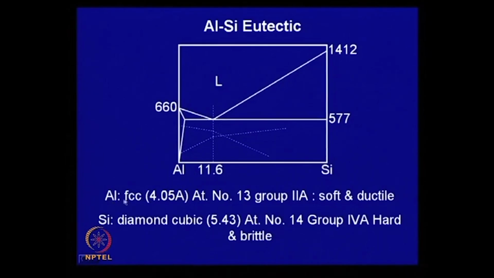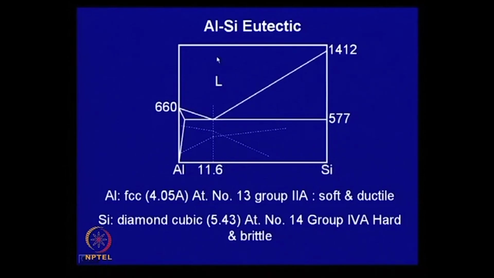Now, look at the crystal structures, they are different. Aluminum is face centered cubic, atomic number 13, its valency is 3, a group 3 element. It is soft and ductile, whereas silicon is cubic, its lattice parameter is 5.43, atomic number 14, a group 4A element, and it is hard and brittle.